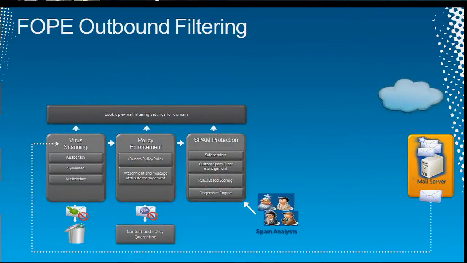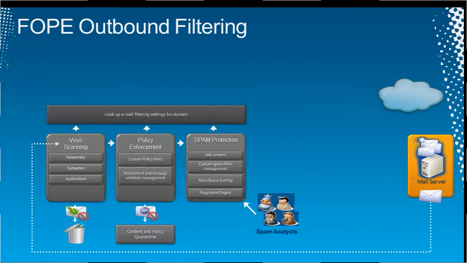FOPI outbound filtering is also similar to inbound filtering, except that it's controlled on the email that is generated by the user and sent out. The question that you would probably have is, why do we need outbound filtering? Because we are sending email, we should be more worried about what's coming in. It's required for two main reasons. One, the IT admin wants to control what's going out.